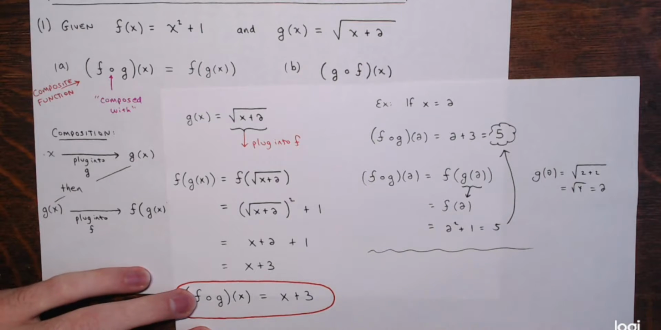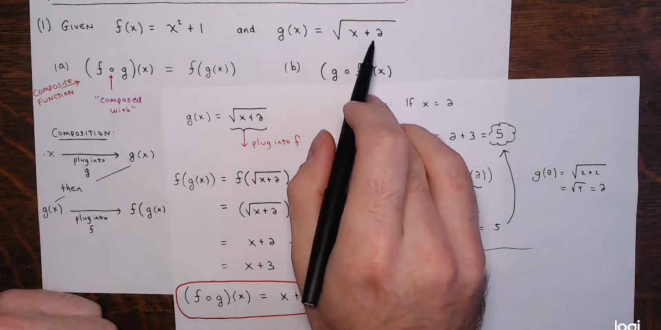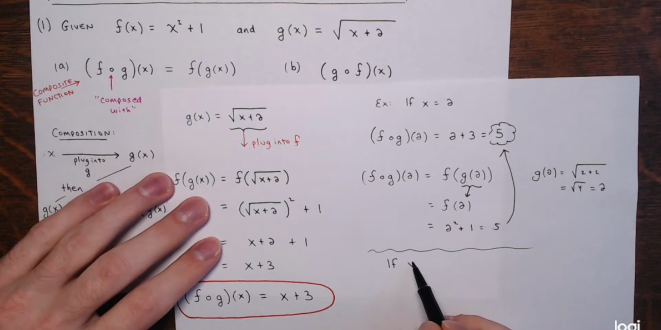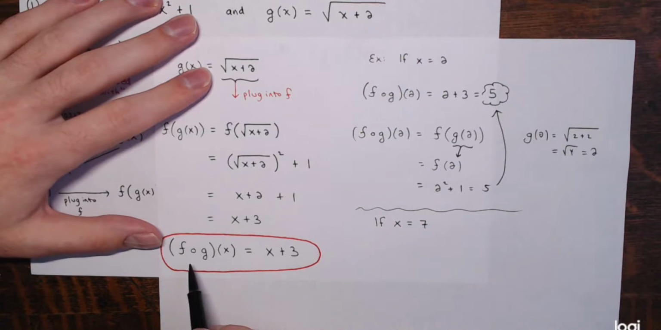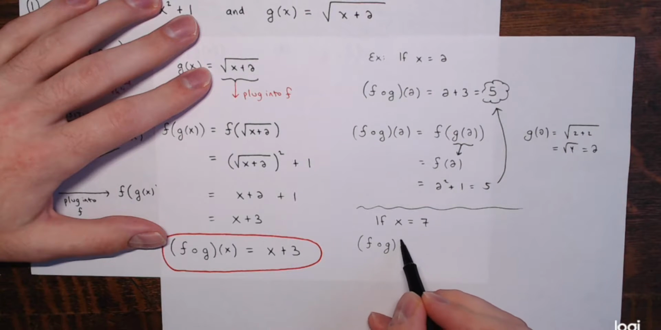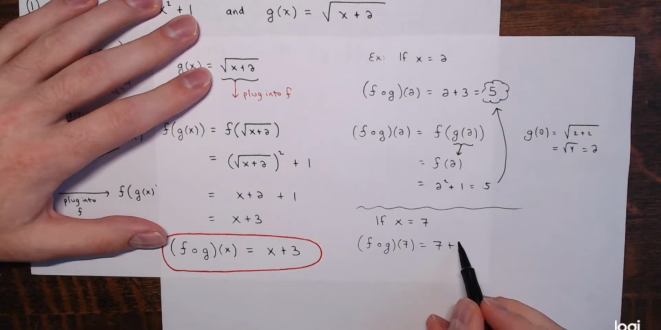And again, you can plug in really any numbers as long as you get real number outputs. I can't plug in like -3 because I'll be taking the square root of a negative, but how about if x were, let's make it 7 for an easy square root. If x were 7, according to this rule I've circled, f composed with g at 7 should end up being 7 plus 3, right? Should end up being 10.